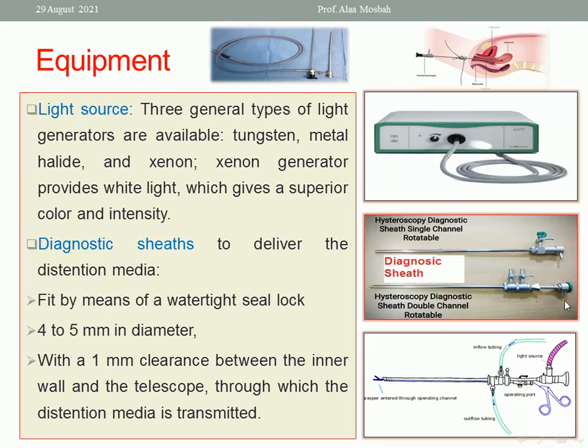Okay. Then in the equipment also diagnostic sheaths. As you see in this picture, this is the single channel diagnostic sheath, and this is the double channel diagnostic sheath. Diagnostic sheath is used to deliver the distension media, and it is fed by means of a watertight seal lock. It is about 4 to 5 millimeter in diameter, with 1 millimeter clearance between the inner wall and the telescope, through which the distension media is transmitted.